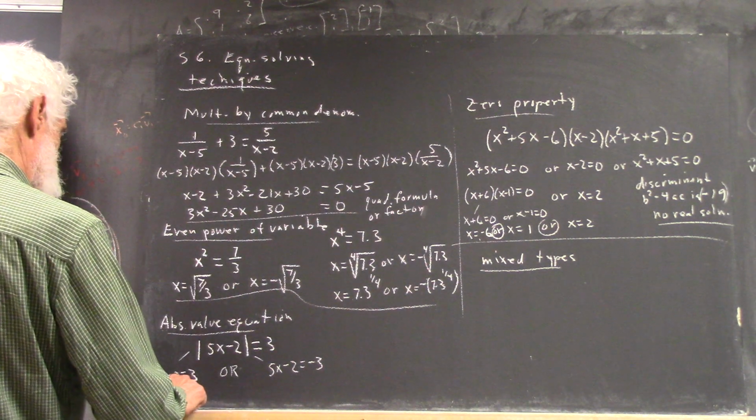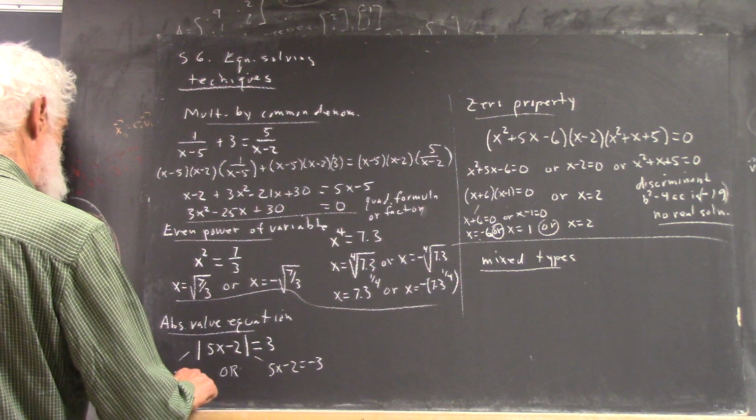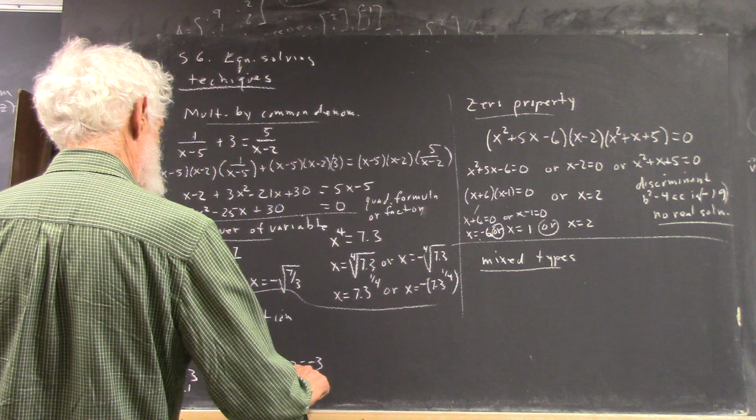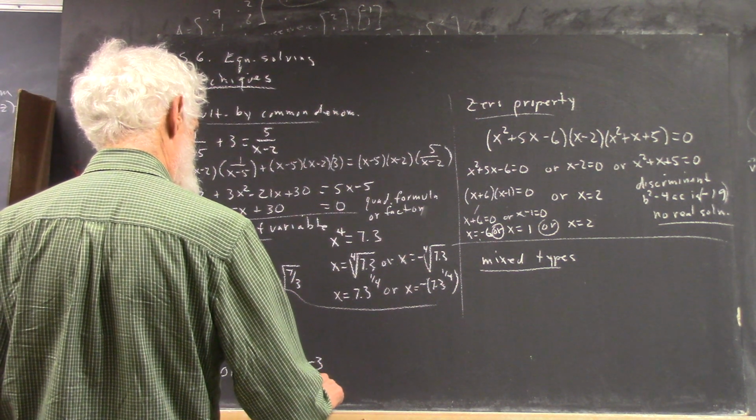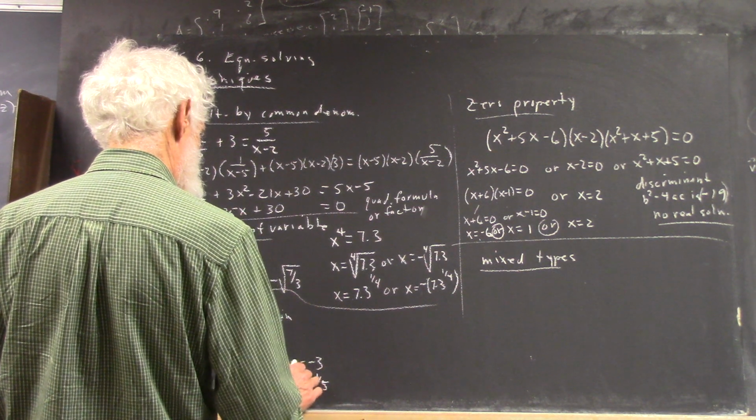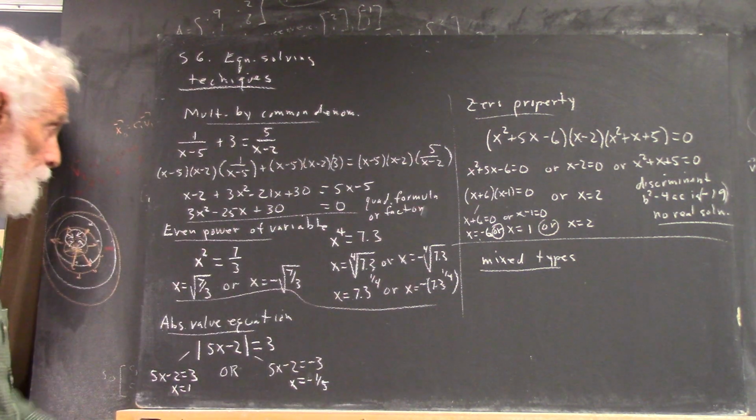And then we get our solution. In this case, x equals 1, if I did it right in my feeble head. In this, x equals negative 1/5. And check my solution, check my arithmetic.